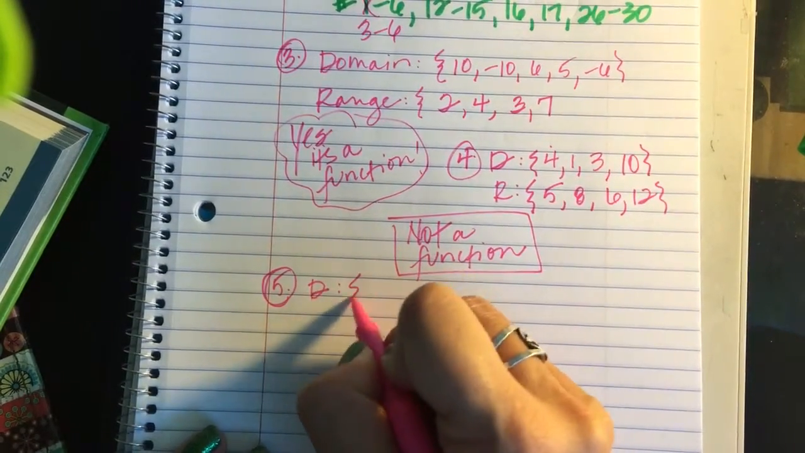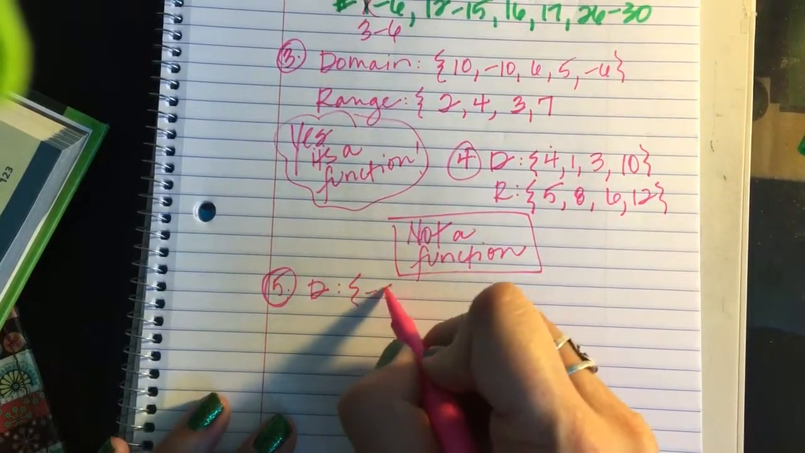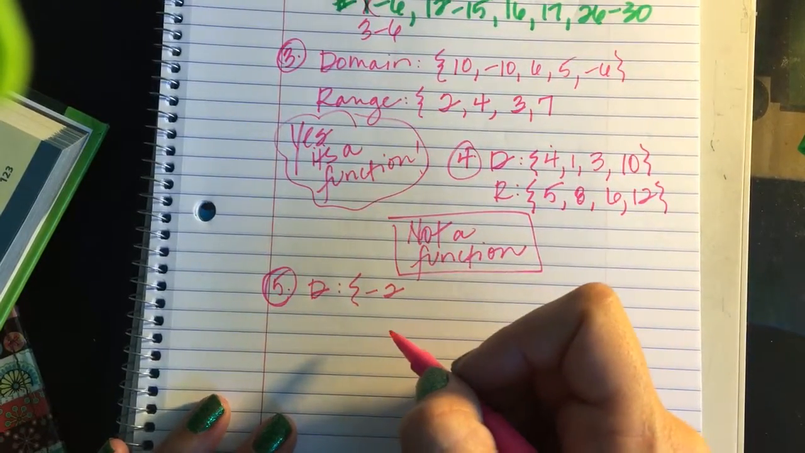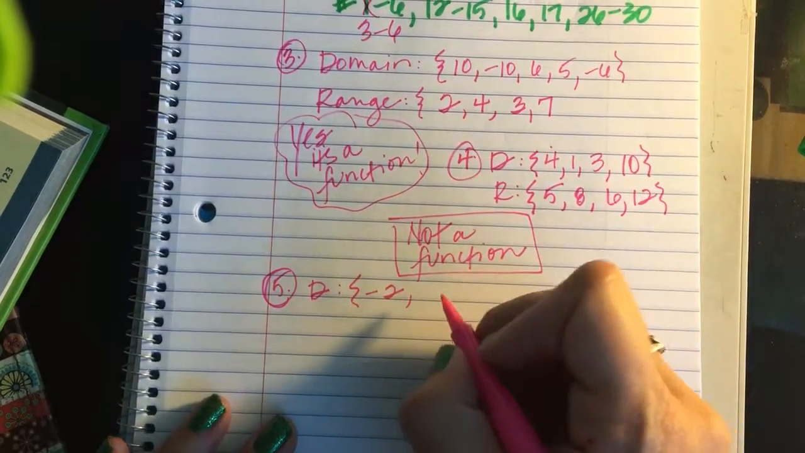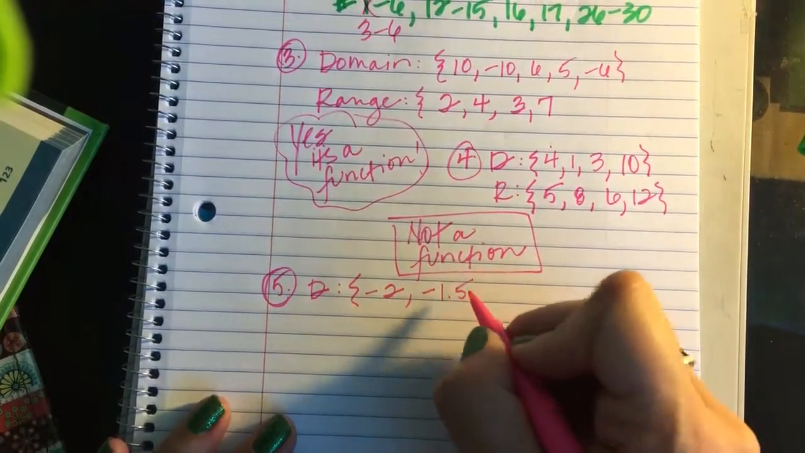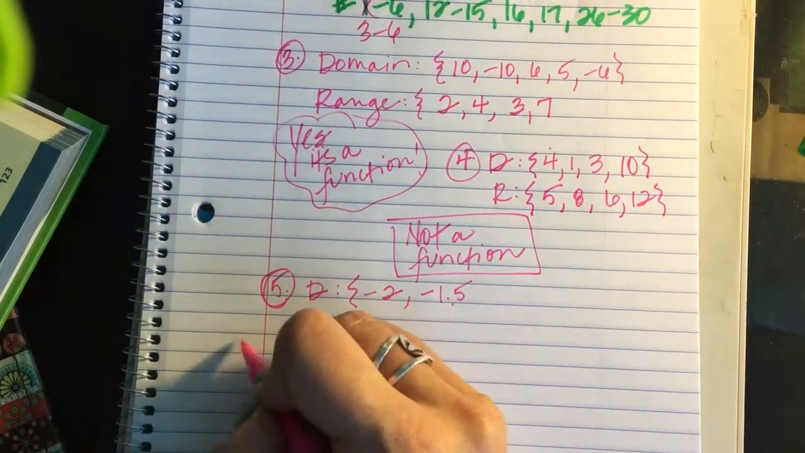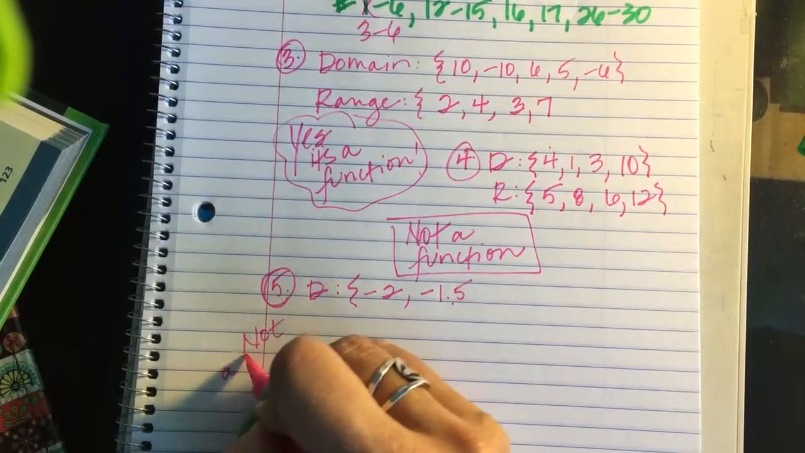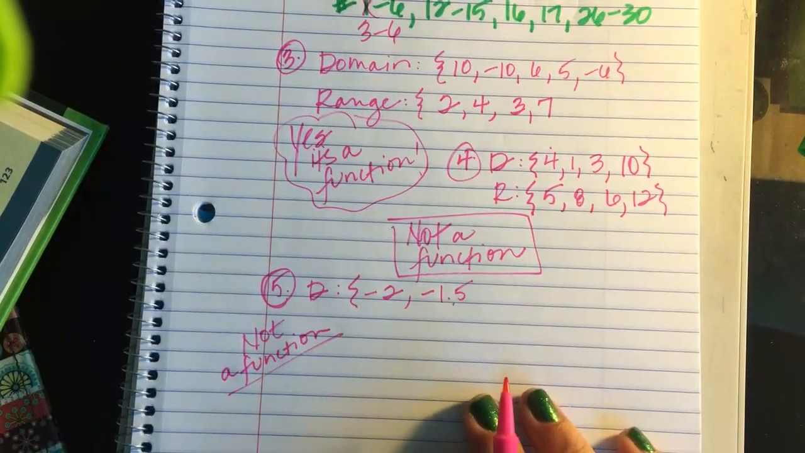Let me give the domain. I start looking across the graph from left to right. I see that when x is -2, I have a point above -2. Then I go and look and I see it's about -1.5, but there are 2 points at -1.5, so it's at that point where I know that this is not a function because it doesn't pass the vertical line test. Again, if you're not looking in your book, none of this is going to be making any sense.